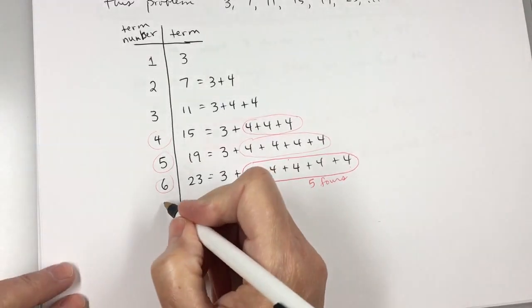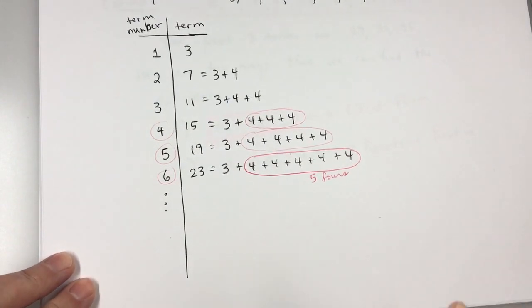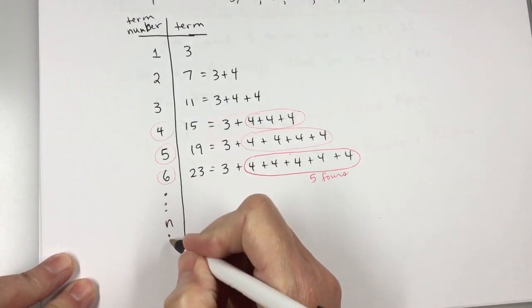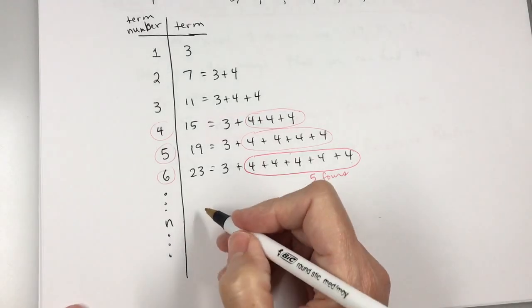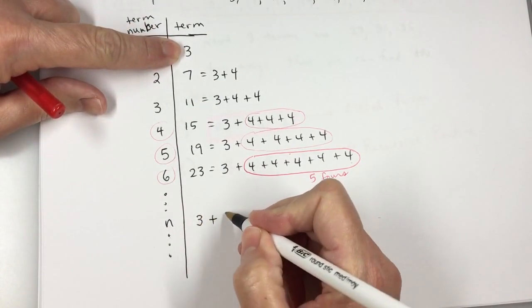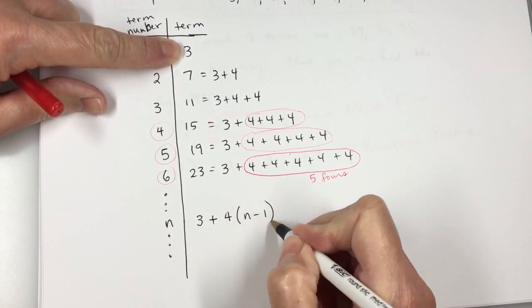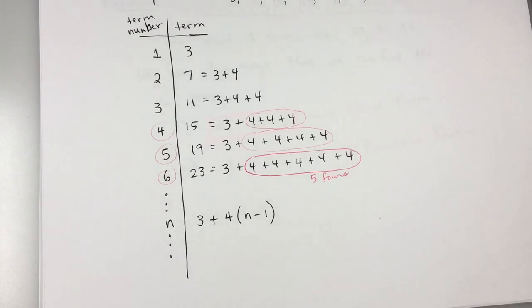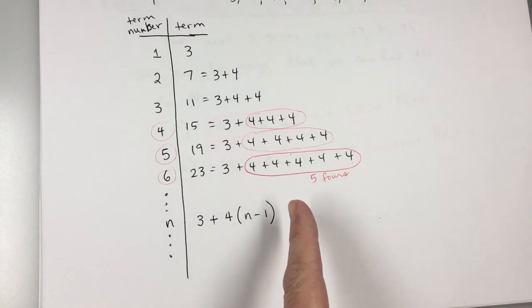So it looks like I can do dot, dot, dot, although this sequence, it's an infinite sequence, it continues forever. Then the nth term, and then I'll do dot, dot, dot, because it does continue. The nth term would be what? 3 plus 4, how many 4s? N minus 1.